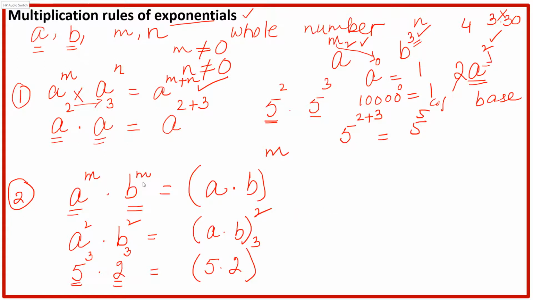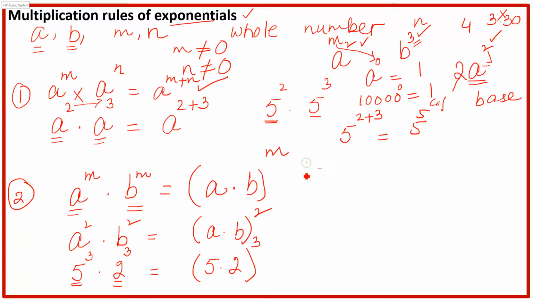Right? The first condition: if you have the same base, then you have to add the powers. If you do not have the same base but the powers are the same, we can write down in parentheses the bases over cube or over square, whatever.